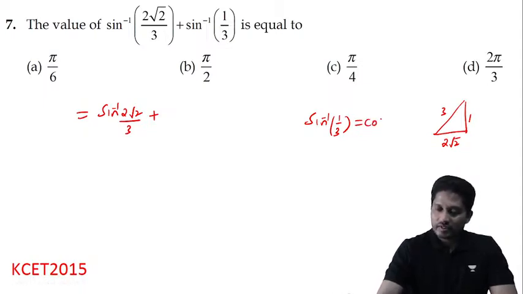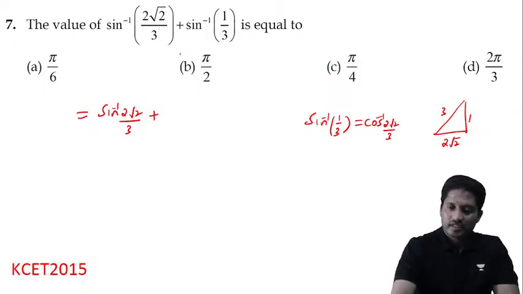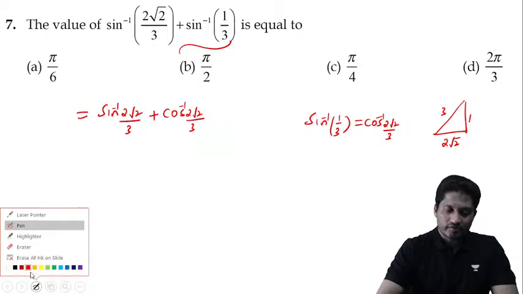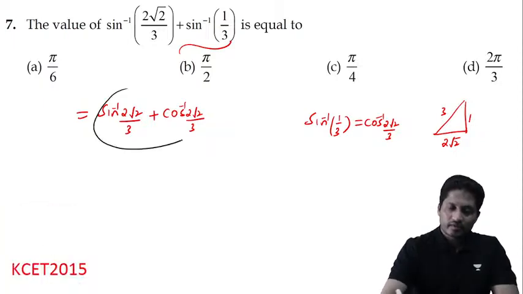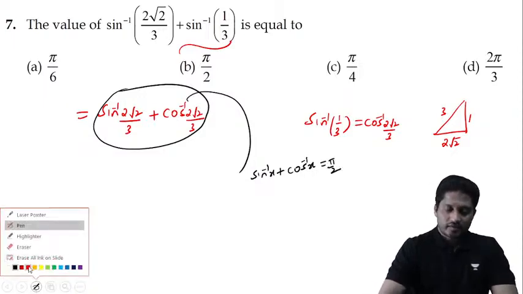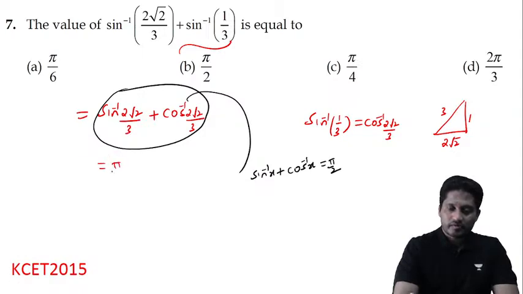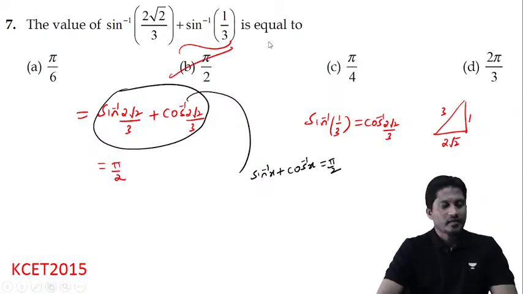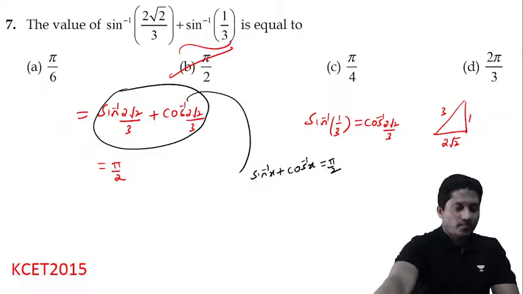Cos is adjacent by hypotenuse, right? So this is cos inverse of 2 root 2 by 3. This is sine inverse of 1 by 3, cos inverse of 2 root 2 by 3. Right? So this is of the form sine inverse of x plus cos inverse of x. Right? Sine inverse plus cos inverse is pi by 2. Sine inverse of x plus cos inverse of x is pi upon 2. Answer is option B. Let's move to the next question.